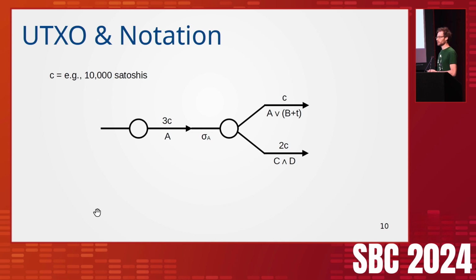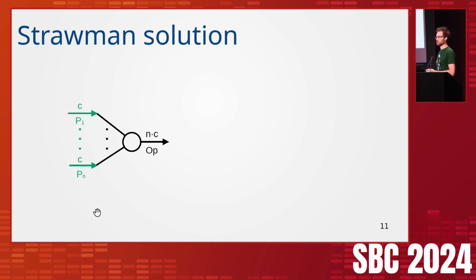And let's see a strawman solution, a naive solution to the problem of Bitcoin Clique. So let's assume an operator. We will have an operator later for this construction.